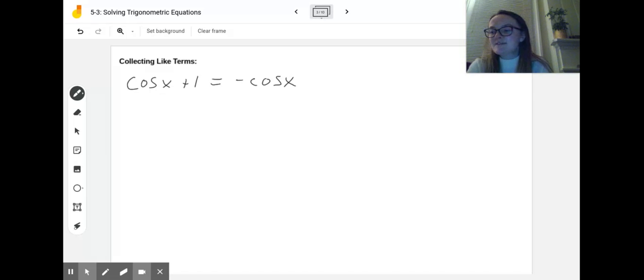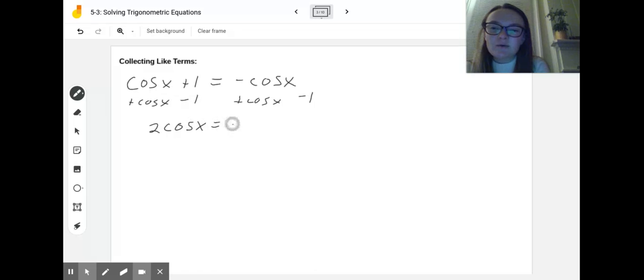Okay, so hopefully you paused the video. So the first hint is actually the title. It says collecting like terms. So what I would suggest you do here is go ahead and move all the cosines to one side and all of the numbers to the other. So I'm going to move cosine to the other side, and I'm going to move the numbers to the other side. So what I'm going to get is 2 cosine of x is equal to -1. Okay, so I can actually simplify this more to solve. I'm going to divide by 2 on both sides.